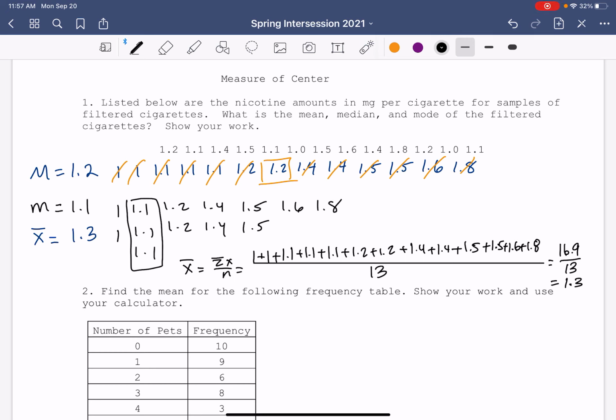Hi everyone. So let's go over the measure of center worksheet. I'll give you an overall view of the answers, and maybe give you some tips on how to do this better.